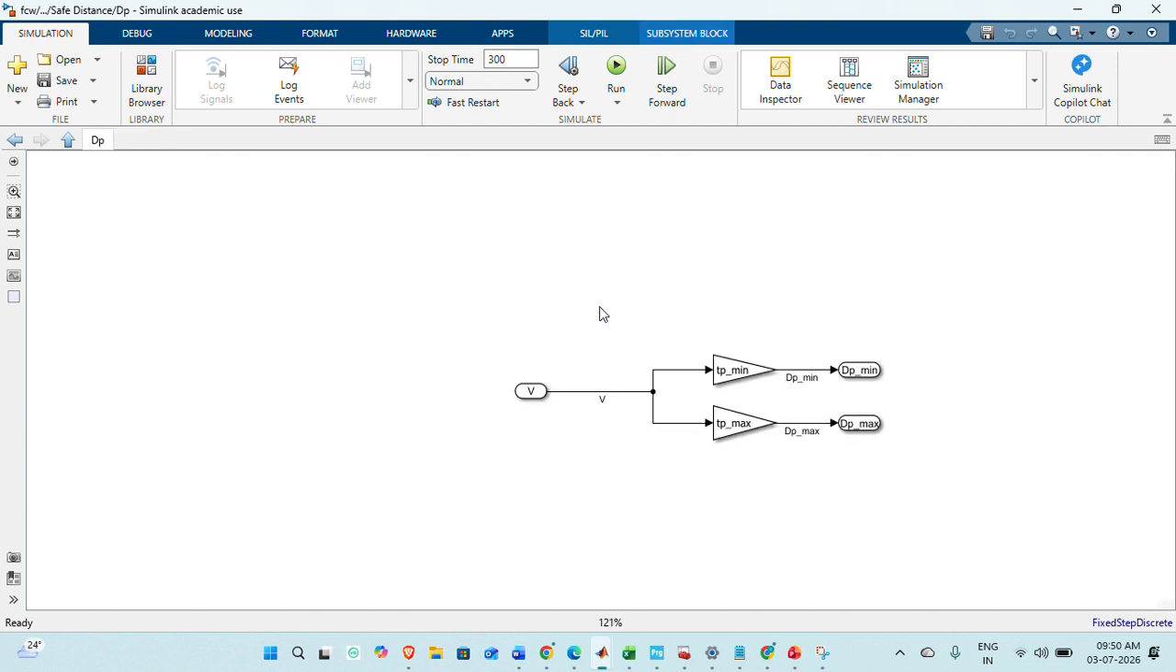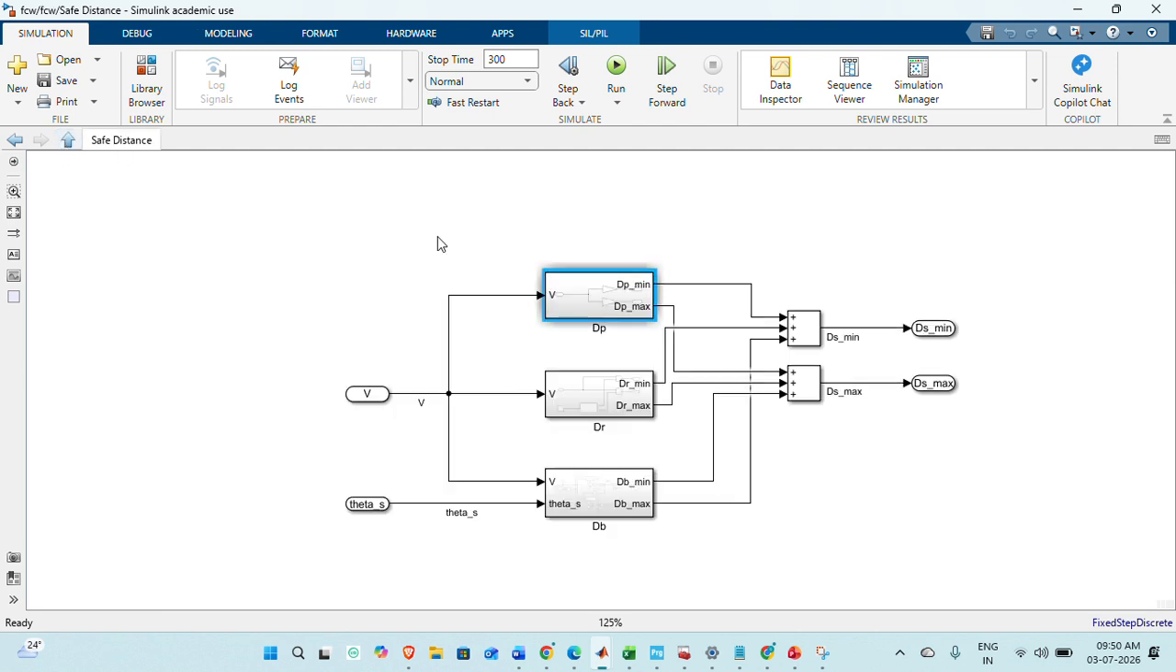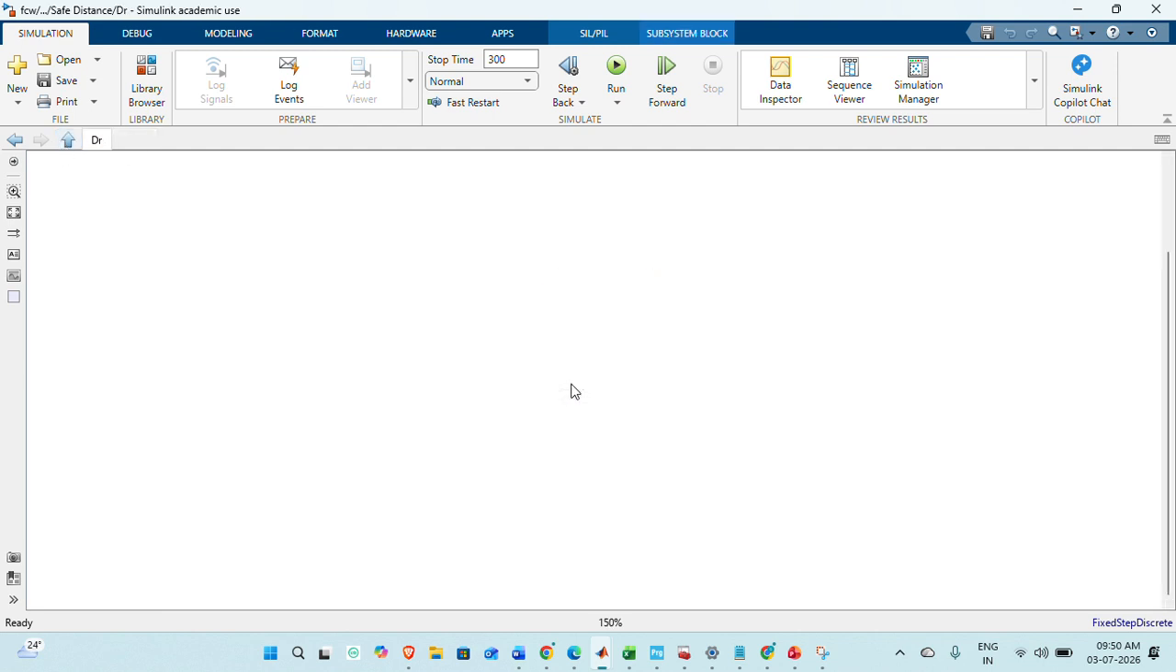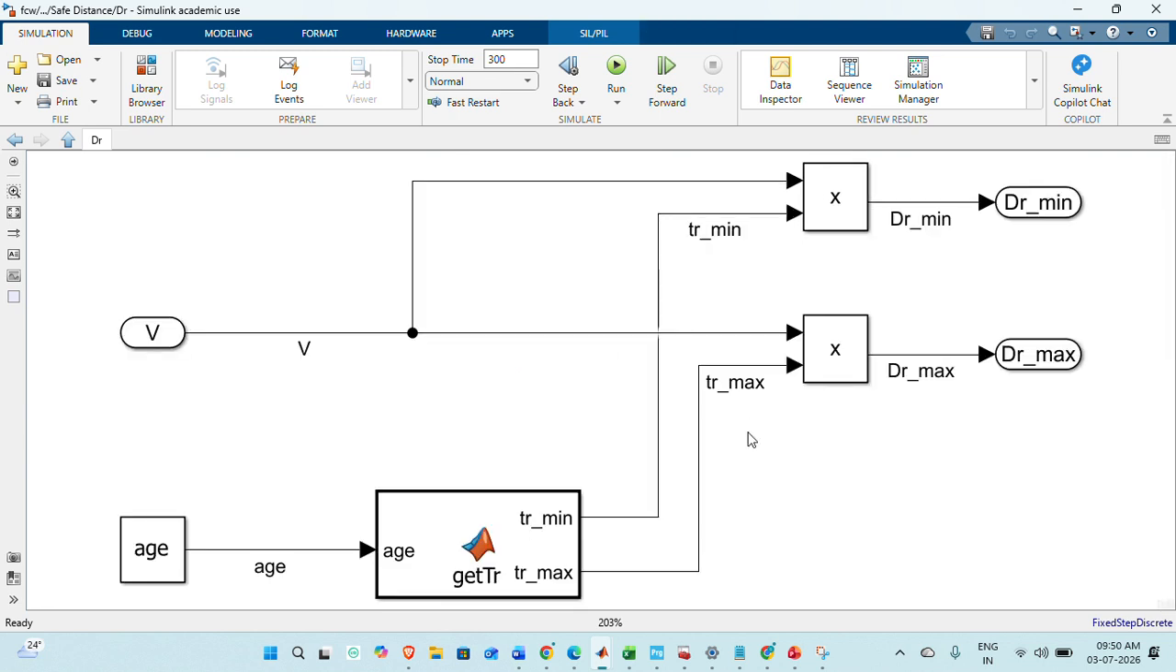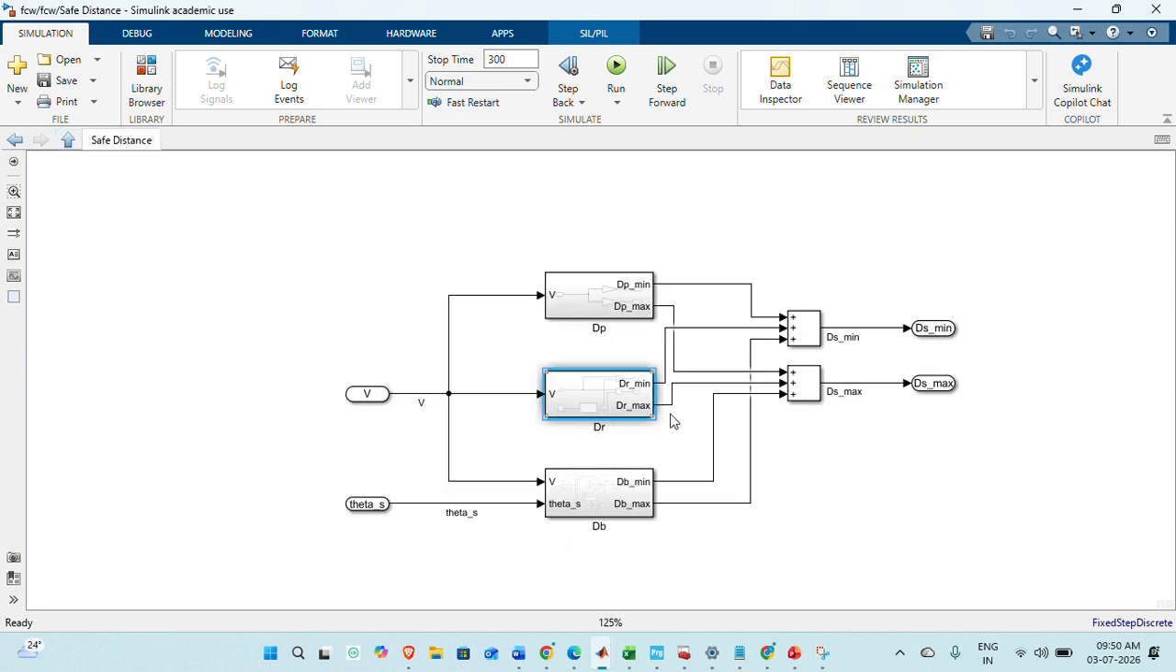Which further consist of smaller subsystems using simple gain blocks. dr is calculated using this subsystem. We have implemented a MATLAB function which was just taken to get the average reaction time based on the age. It is based on statistical data also included in the research paper.